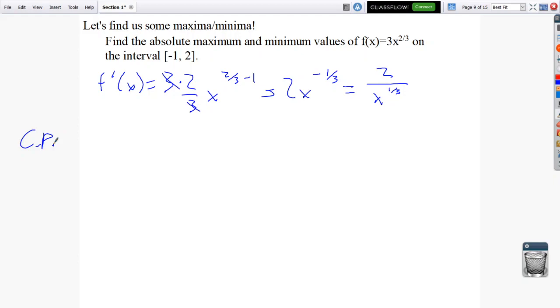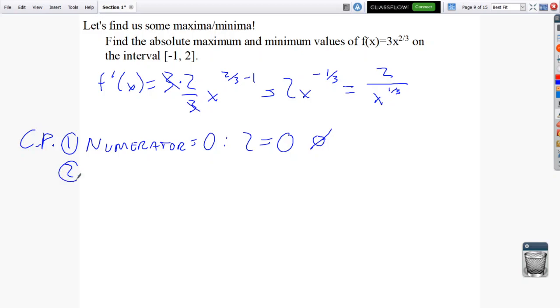So to find our critical points, the first thing that we do to make a fraction into 0 is set your numerator equal to 0. We look up here. In this case, that's saying 2 equals 0. For what values of x does 2 equal 0? Okay, that's a null set. There's no critical points from your numerator here.